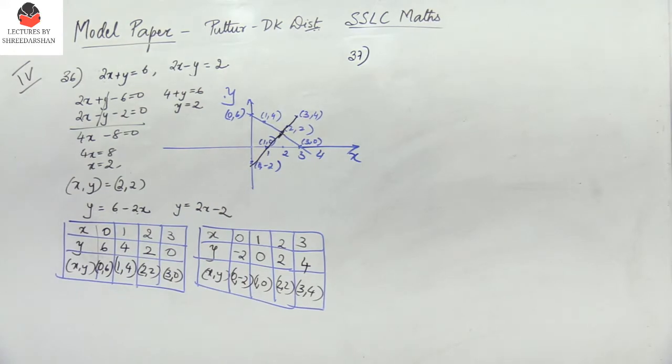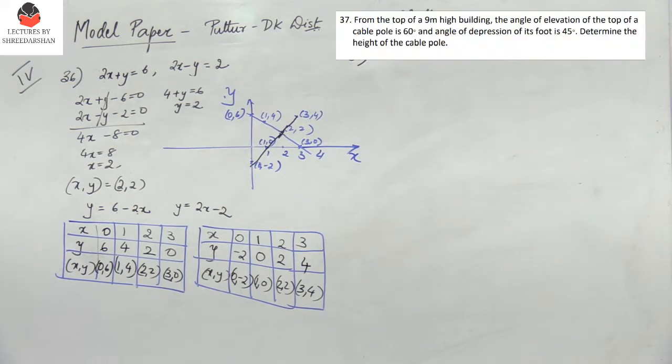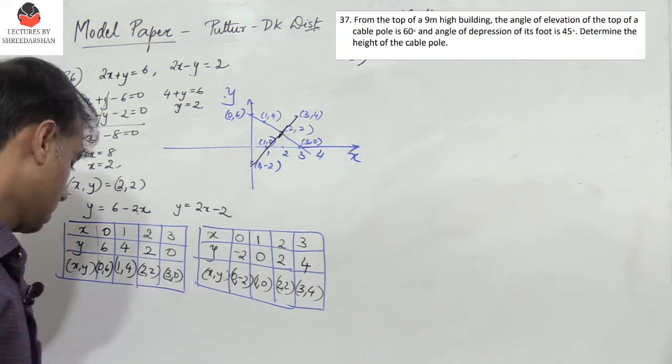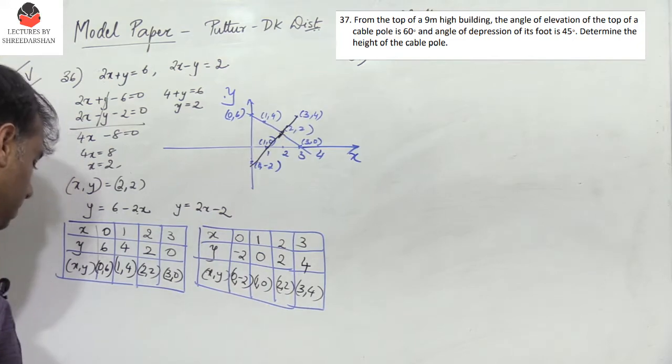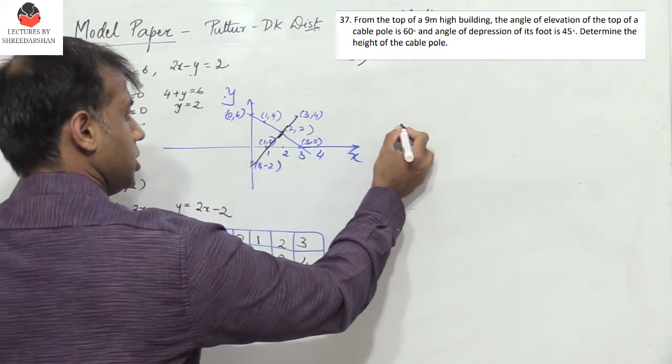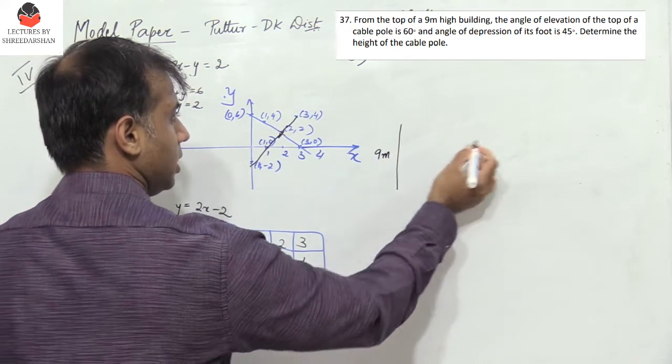Problem 37. From top of a 9-meter building, angle of elevation of top of cable is 60 degrees and the angle of depression to its foot is 45 degrees. Find the height of the cable pole. So there is a building of height 9 meters and there is a pole.